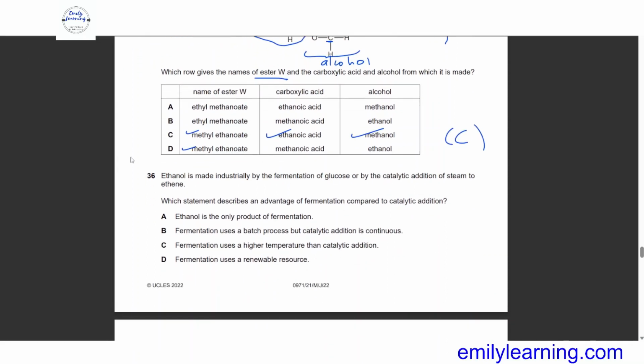Okay, moving on to question 36. Ethanol is made industrially by the fermentation of glucose or by the catalytic addition of steam to ethene. So which statement describes an advantage of fermentation compared to catalytic addition?